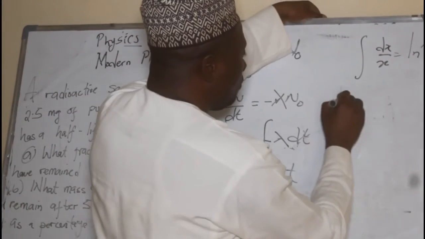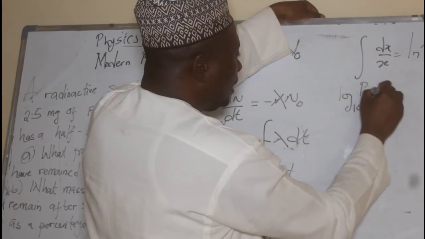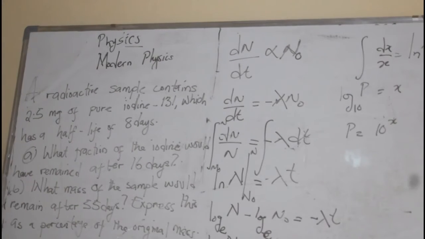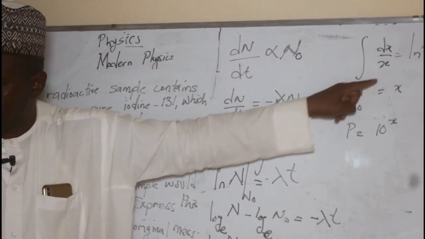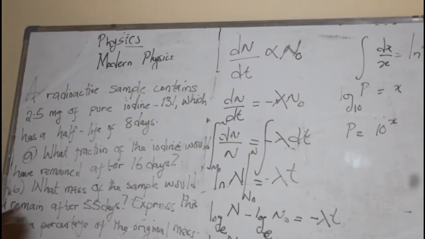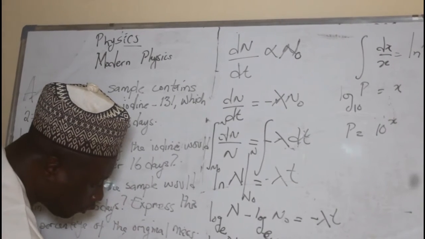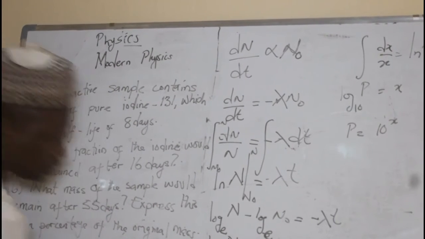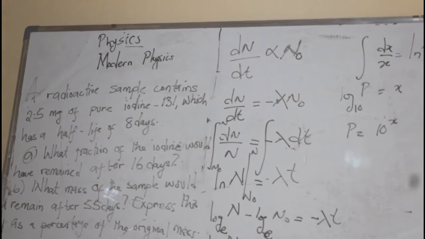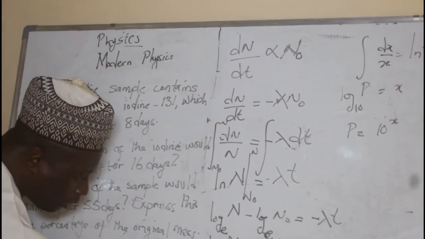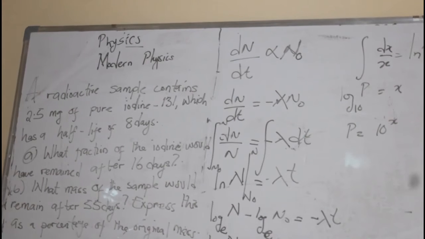If I have log p base 10 equals to x, I can say that p equals 10 raised to the power of x. Using laws of logarithm, if log p base 10 equals x, then 10 raised to the power of x is equal to p. Is that true? So what I'm trying to say here is that n all over n naught is going to be equal to e raised to the power minus lambda t. Am I with you? So that n is going to be equal to n naught e raised to the power minus lambda t. Is that okay?